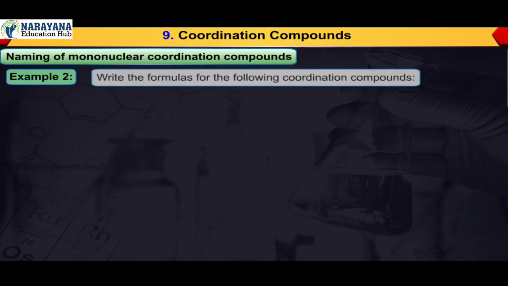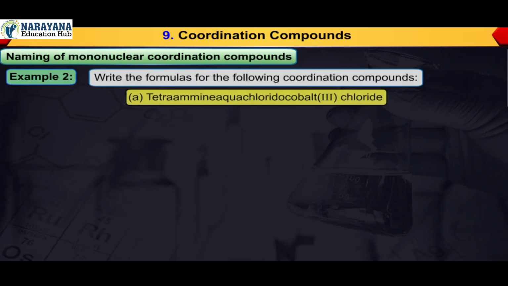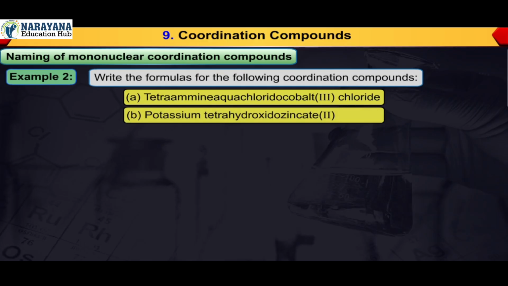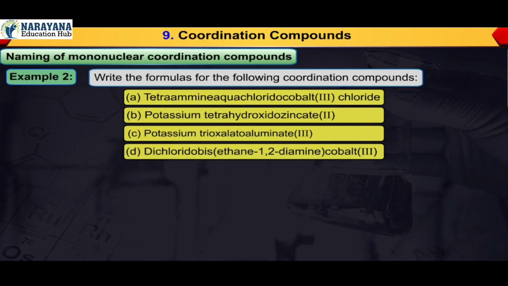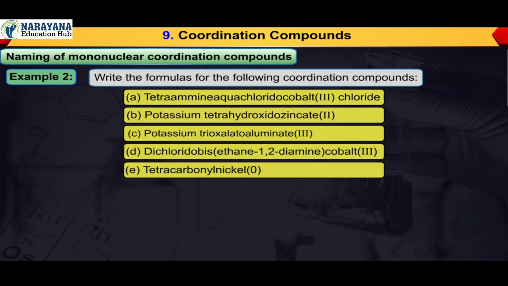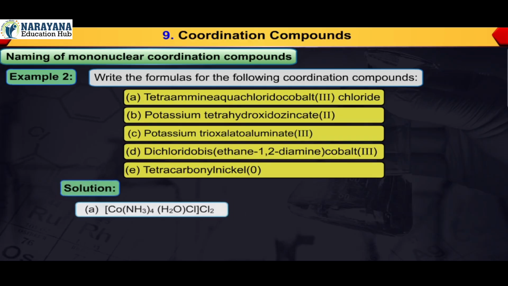Example 2. Write the formulas for the following coordination compounds. A. Tetraammineaquachloridocobalt(III) chloride. B. Potassium tetrahydroxidozincate(II). C. Potassium trioxalatoaluminate(III). D. Dichloridobis(ethane-1,2-diamine)cobalt(III). E. Tetracarbonylnickel(0). Solution: A.